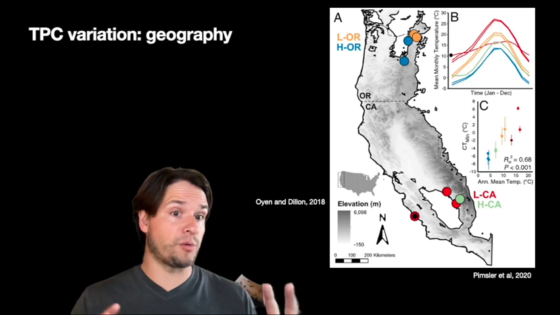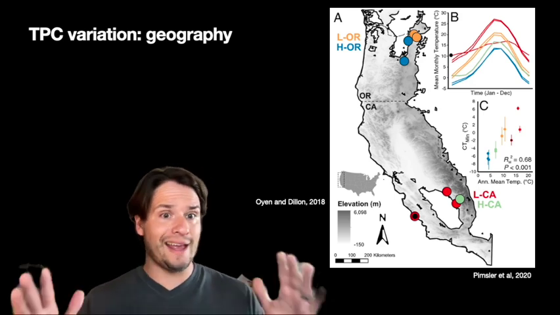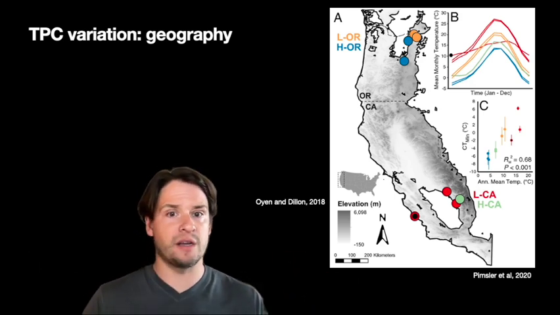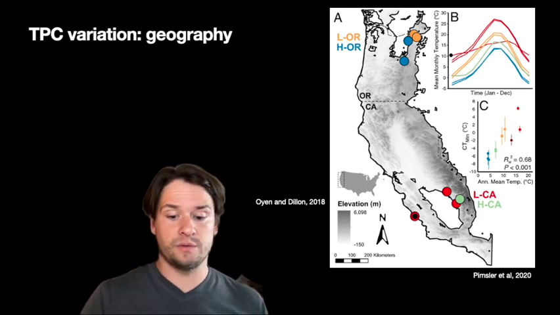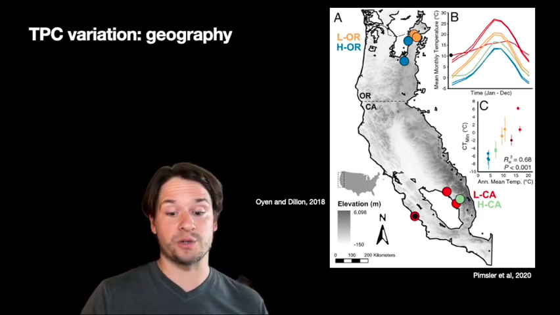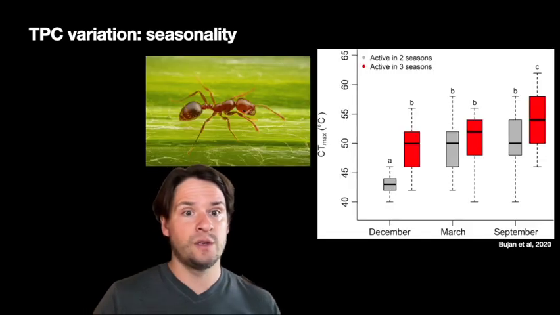So again, these thermal performance curves and the ends, the critical thermal minima and maxima, can respond to different geographic pressures in different local environments.